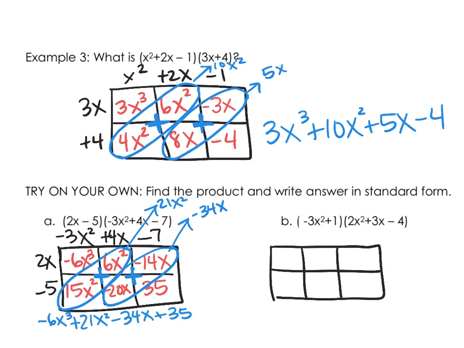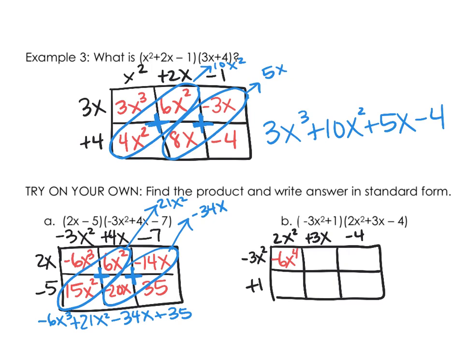Okay, so I have a 2x squared, a positive 3x, and a negative 4. And then over here, I got negative 3x squared and a positive 1. So let's multiply out our boxes. We get 2x squared times a negative 3x squared is going to be negative 6x to the 4th.